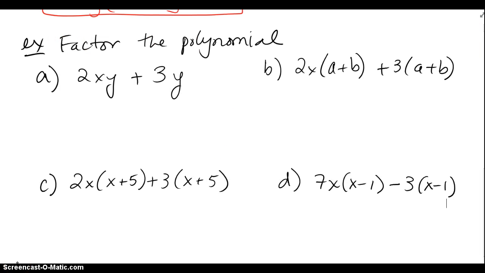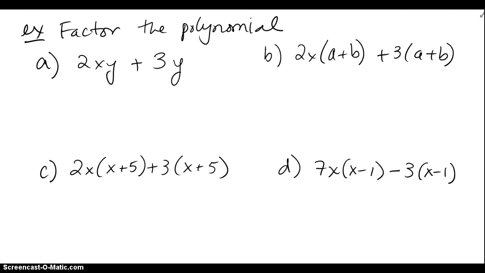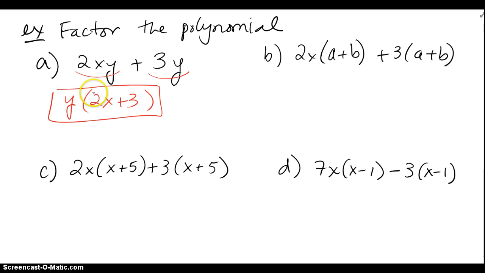Okay, next one, factor the polynomial again. We're going to look at the first one, which looks like a binomial. I have two terms, and the 2 and the 3 don't have anything in common. This one doesn't have an x, but this one does. The only thing they have in common is that y. So I pull out the y and I'm left with 2x plus 3, and that's the best I can do. I have a product of a monomial and a binomial. I have that thing factored. And there's no common things left inside the parentheses either.